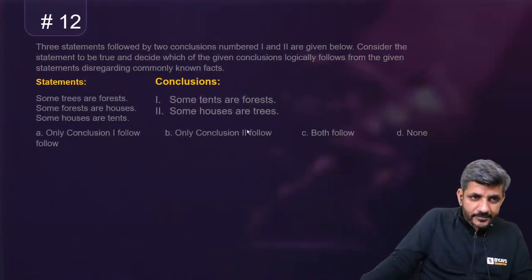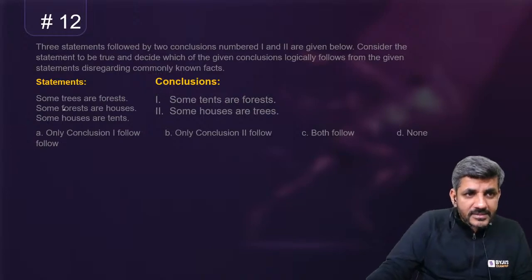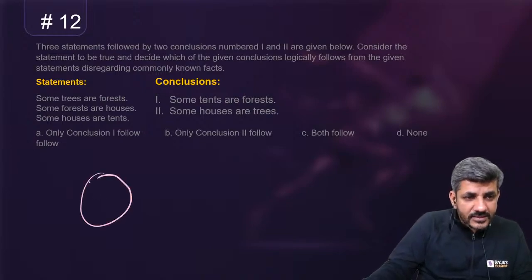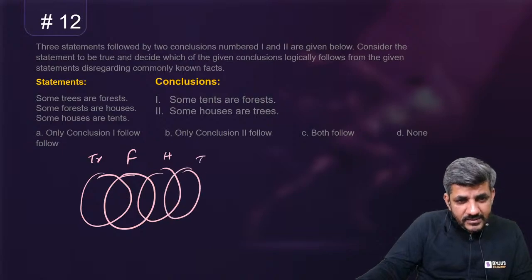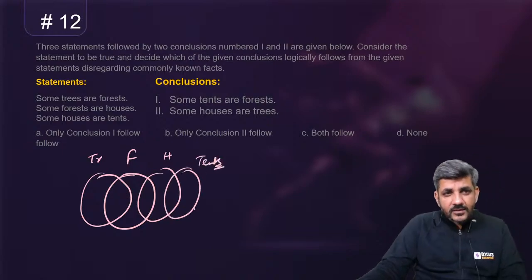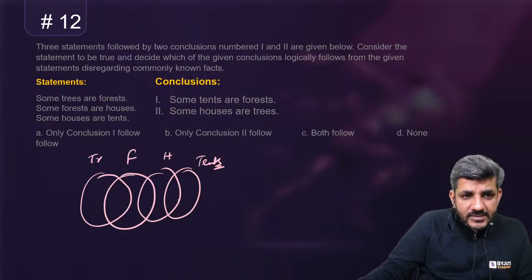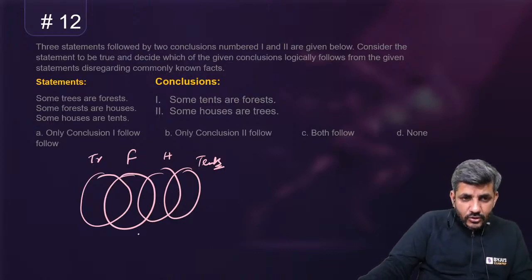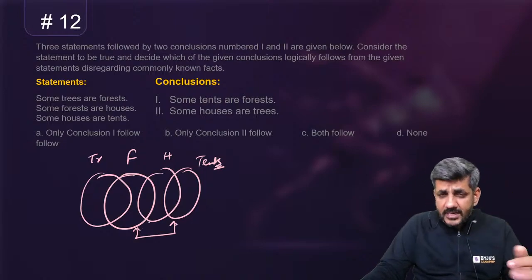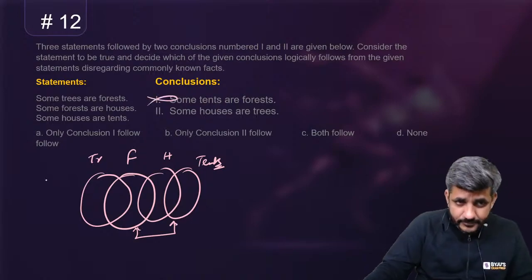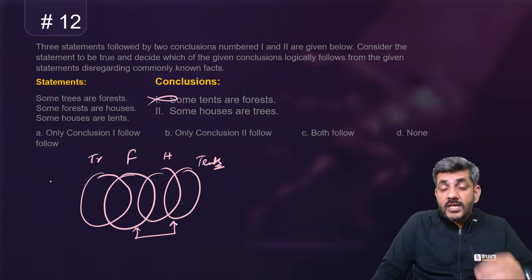Check karte hain ji. Okay, the statements are some trees are forests. So let us say these are the trees. So some trees are forests. Some forests are houses. Some houses are tents. Question is saying conclusion क्या क्या होंगे? Some tents are forests. It is not true in this case. If it is not true even in one case, that means it is not true. सही कंक्लूजन वो होता है which is always true.